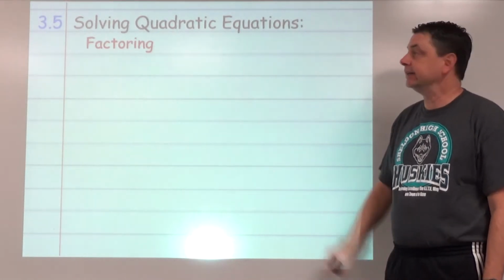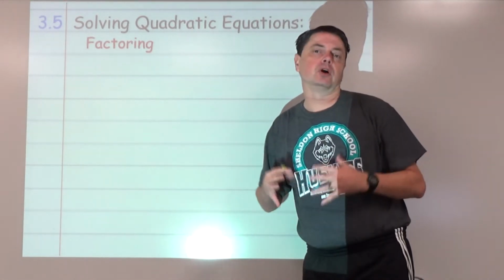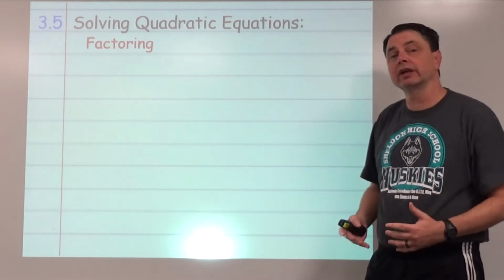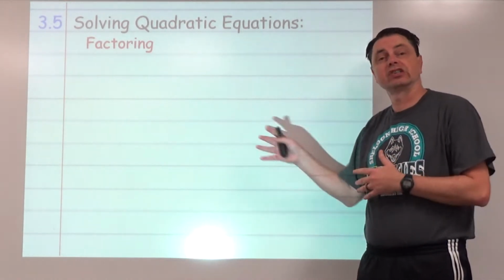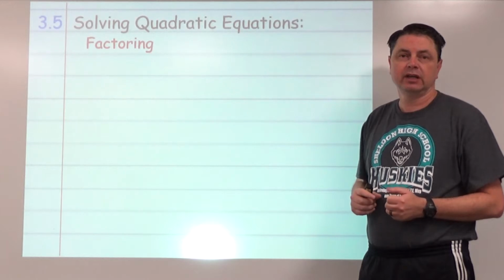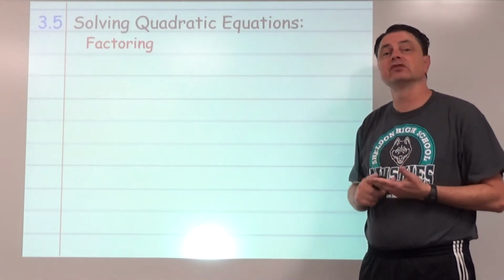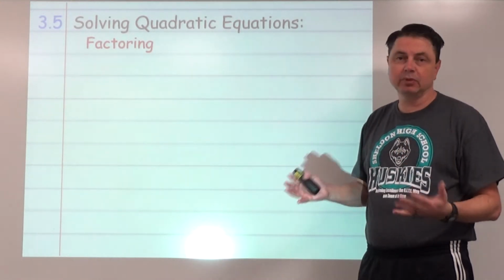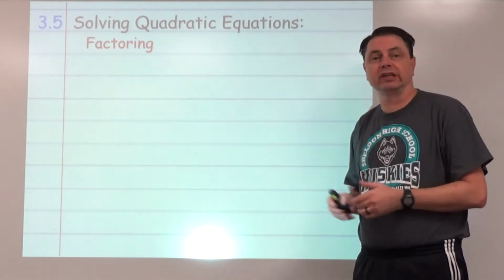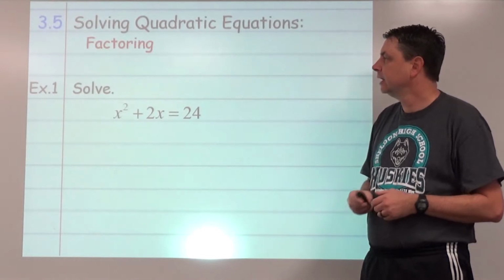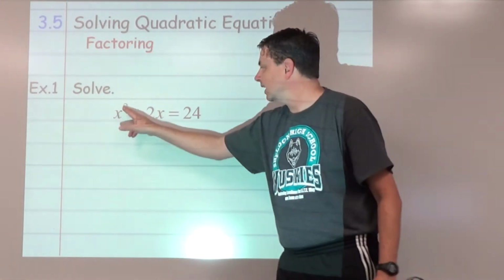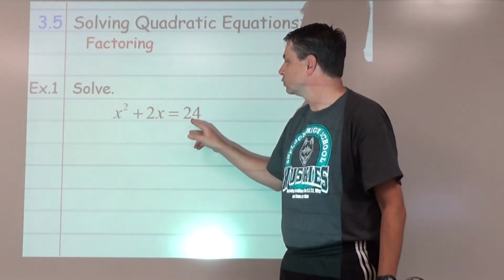And today's method is factoring. So we're going to put all the factoring skills that we've been working on to use to solve equations. So we've got greatest common factor, we've got double bubble, difference of squares, possibly factor by grouping, but really focusing on the first three. Example number 1, solve x squared plus 2x equals 24.